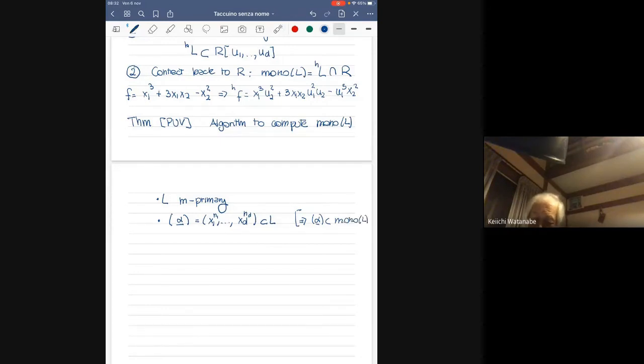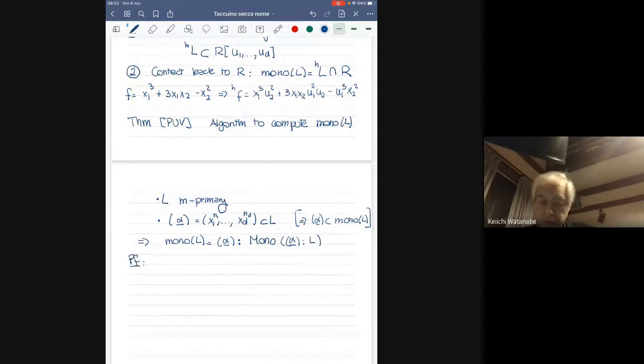This is true because, why? Because alpha is a monomial ideal and is contained in L. But every monomial ideal in L is contained in the mono, because the mono is the largest monomial ideal contained in L. Okay, now our assertion is that the mono of L is simply alpha colon the big mono of alpha colon L. And this really uses linkage. And now I'm going to show how this works. Remember, the colon simply tells you all the elements of R that send one ideal into the other.